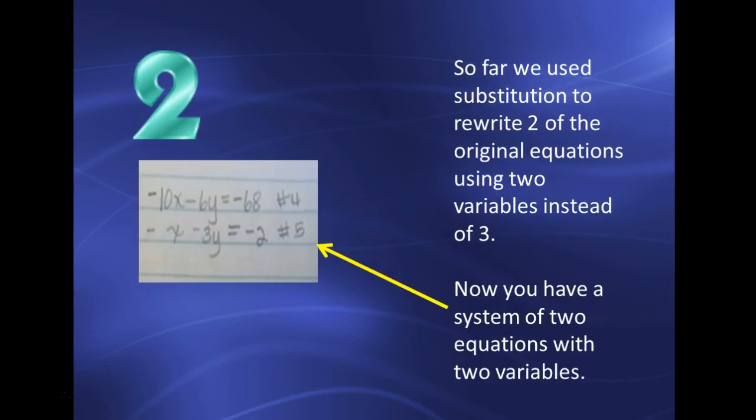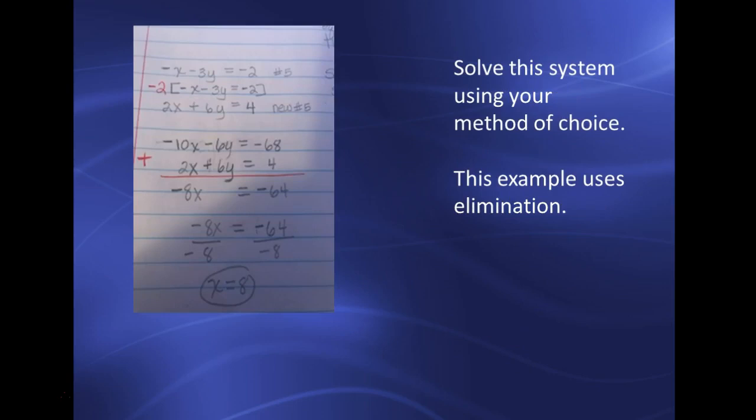Now you'll see that I have a system of 2 equations with 2 variables: equation number 4 and equation number 5. Now luckily, I know how to solve that. I can use either substitution or elimination. I'm going to use elimination because that seemed to make the most sense to me.